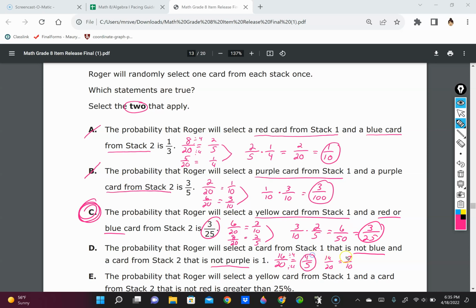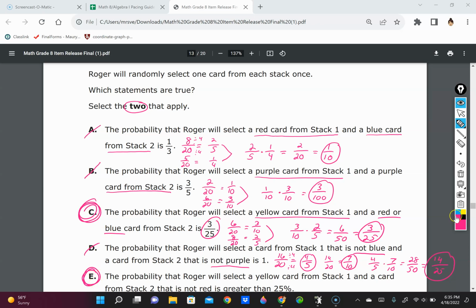So we need to multiply 4/5 and 7 over 10, which gives you 28 over 50. And we could reduce that, but we're seeing that it's not 1. We should get 14 over 15 is the probability. Here they're saying it's 1, so it's not D. Hopefully it's E. Let's see.